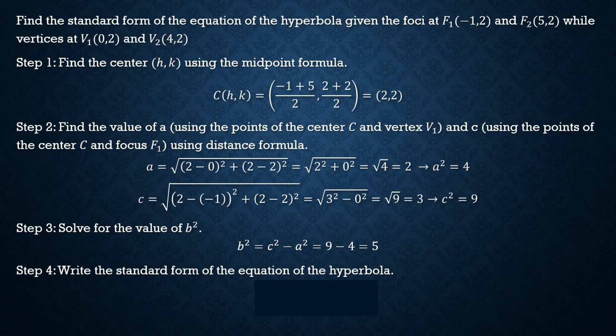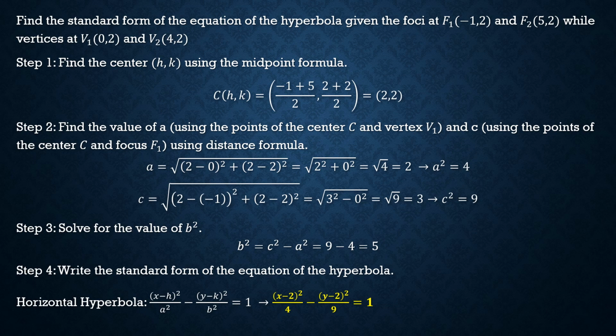Okay? Step number 4, write the standard form of the equation of the hyperbola. So, based sa ating given, masasabi natin na ang hyperbola natin is a horizontal hyperbola. So, mauna yung may x na variable. Okay, so we have the quantity x minus 2 squared over 4 minus the quantity y minus 2 squared over 9 equals 1. Ang tip lang din para mas madaling ma-identify is i-plot nyo yung points ng given para mas ma-visualize nyo anong type ng hyperbola siya.